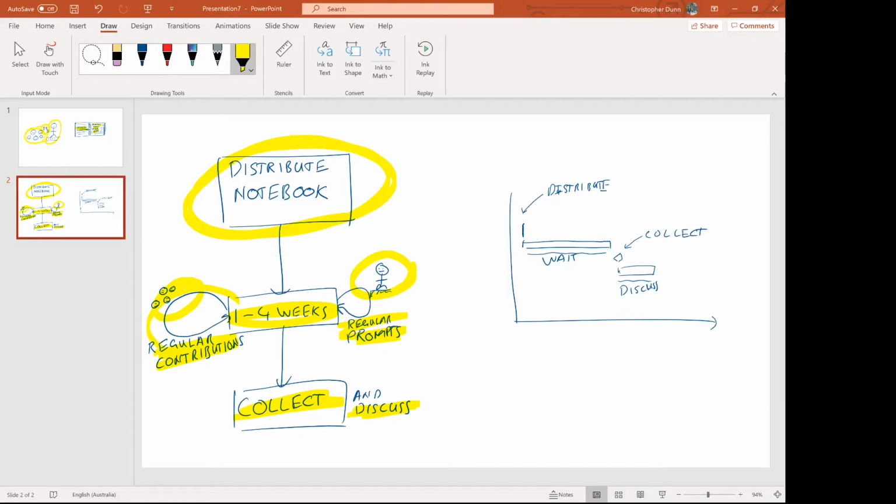So just to summarize, that is distribute the notebook, wait a few weeks, then collect the notebook, and finally have a discussion period if necessary. So that's the collective notebook method.